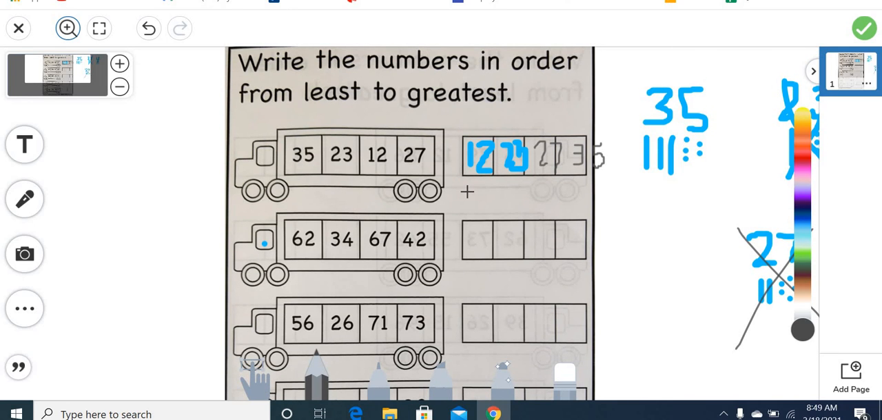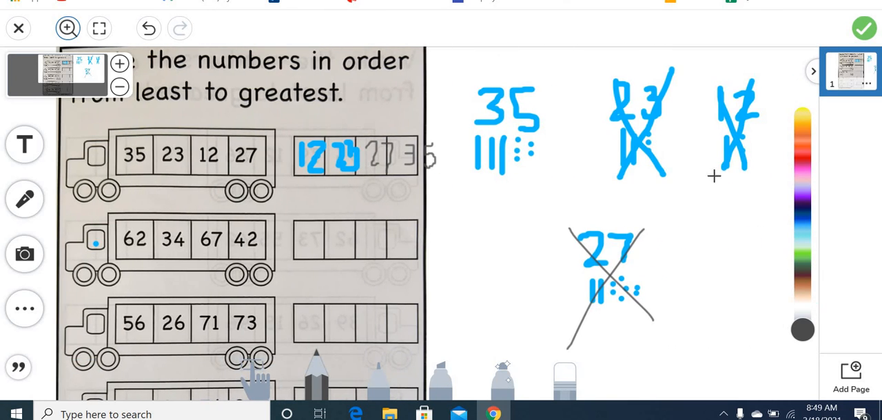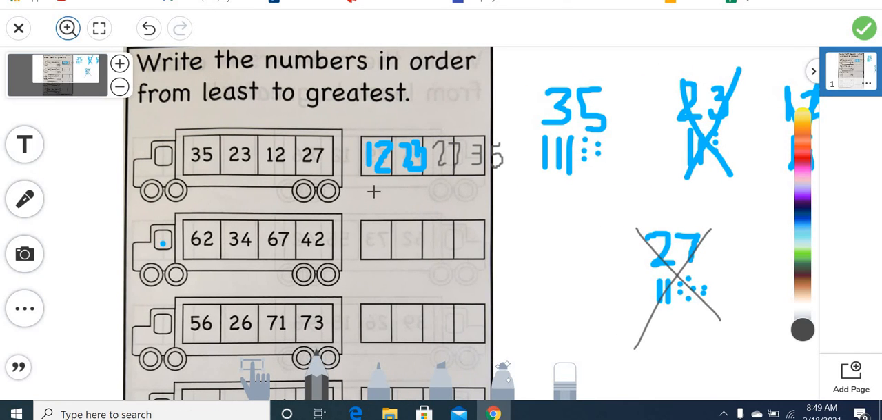So I have written my numbers from least to greatest. I drew my rods and dots over here to help me decide which number was the smallest, then which number came next, and then which number came next, and then finally my biggest number, 35. So I have 12, 23, 27, and 35.